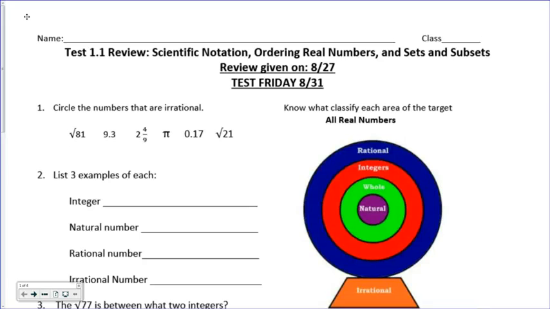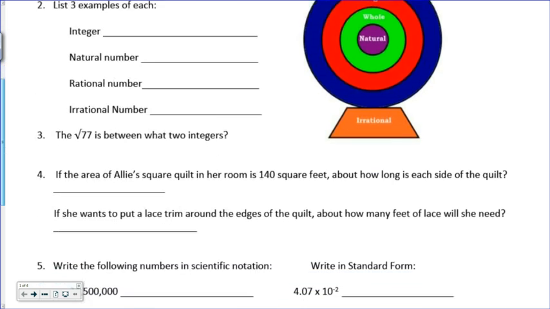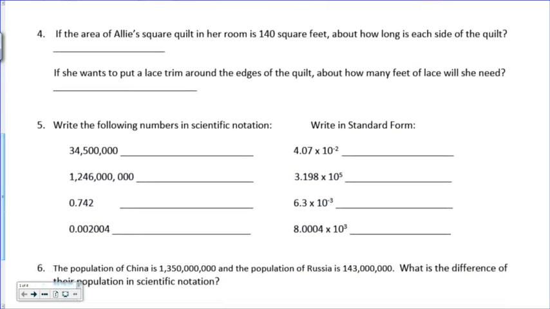We are going to start with number 5, and we're going to change scientific notation into standard form. So let's look at 34,500,000. The decimal is in the back, and we need to change it so that the number is between 1 and 10. I moved it 7 places, so I'm left with 3.45 times 10 to the 7th power.